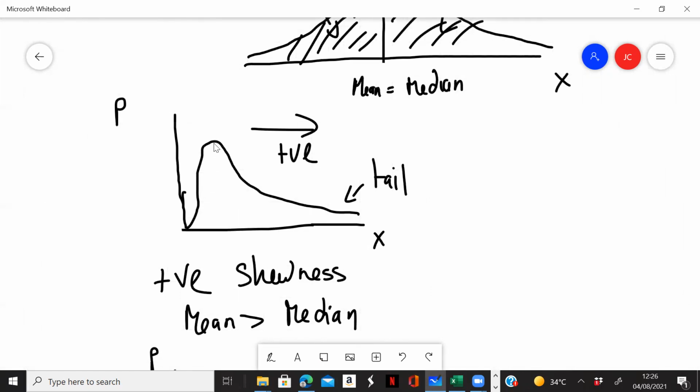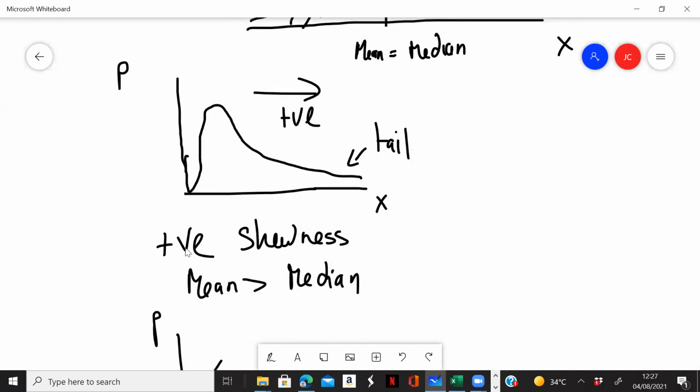You have an early peak, it peaks early, and then it tails off. In fact, we call this a tail. It tails off to the positive side of the x-axis. All right? We call this positive skewness, because as I said, the tail is going on to the right-hand side, to the positive side. And when you have such a situation, this is not a normal distribution.